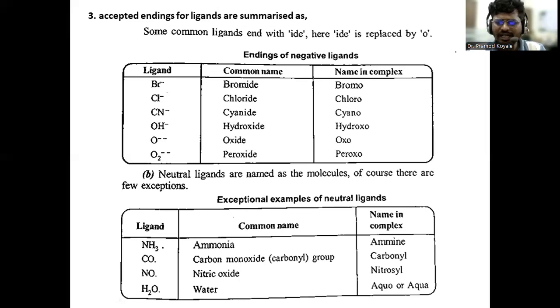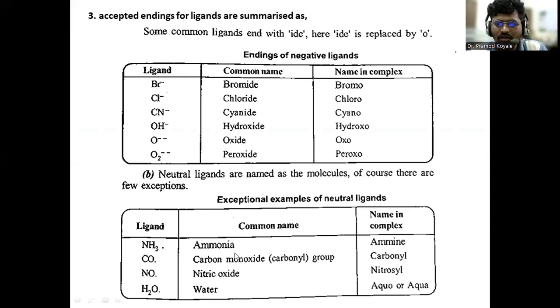And the next one, the neutral ligands. Neutral ligands are named as it is, as a molecule. For example, PF3, phosphorus trifluoride, is a ligand and it is neutral. So its name should be mentioned as it is, that is phosphorus trifluoride. Or we have ethylene diamine. Write the name as it is, ethylene diamine, during the naming. But of course, there are a few exceptions.